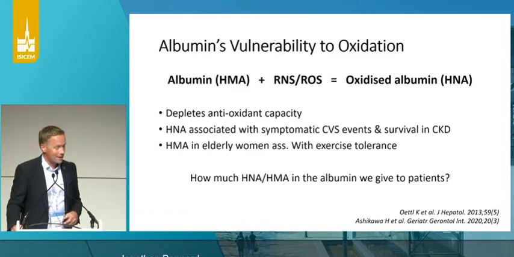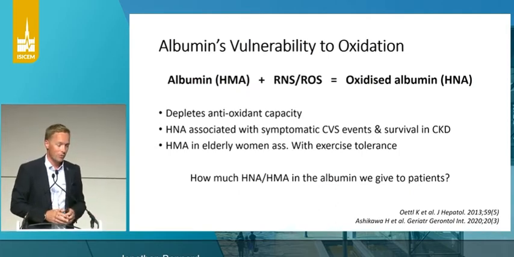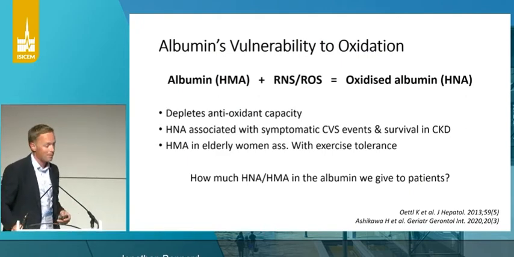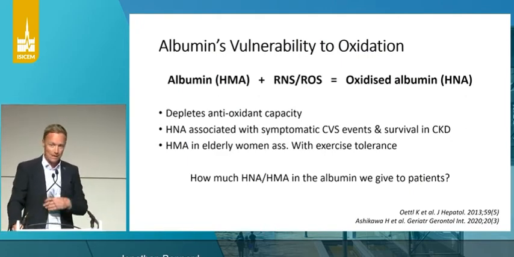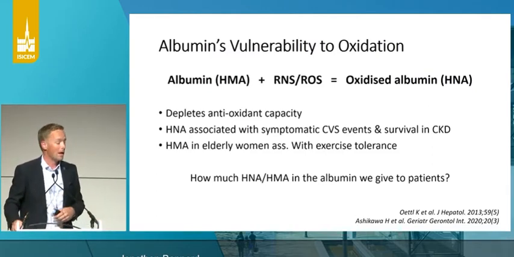Perhaps lastly, in terms of the basic sciences, I want to turn focus towards albumin's vulnerability to oxidation. So the reduced form of albumin, or mercaptoalbumin, or HMA in its reduced form, binds reactive nitrogen and oxygen species and becomes oxidized to non-mercaptoalbumin. And once it's done this, it's actually pretty difficult to get it reduced again. And so this will deplete your albumin's antioxidant capacity.